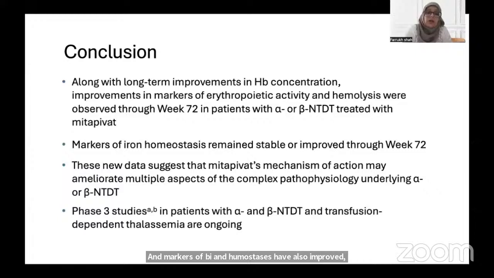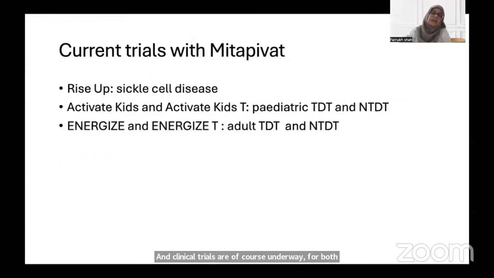So in conclusion, along with improvements in hemoglobin concentration, mitapivat has improved markers of ineffective erythropoiesis and hemolysis going out as far as week 72 in alpha and beta non-transfusion dependent patients treated with mitapivat. And this suggests, of course, that this drug can ameliorate complex pathophysiology underlying both alpha and beta thalassemia. And clinical trials are, of course, underway for both alpha and beta thalassemia phase 3 studies. And these are the Rise Up study for sickle cell patients, the Activate Kids T and Activate Kids Plain and Energize for the adult studies.